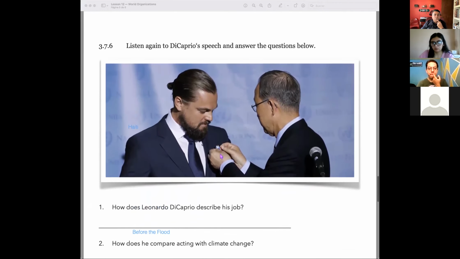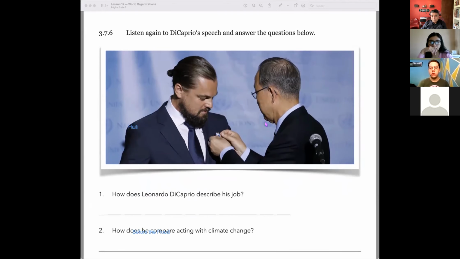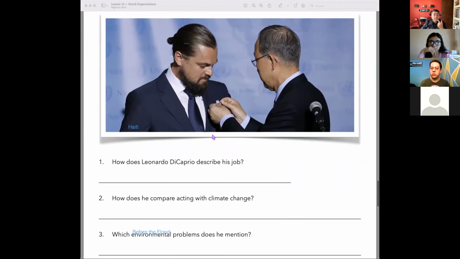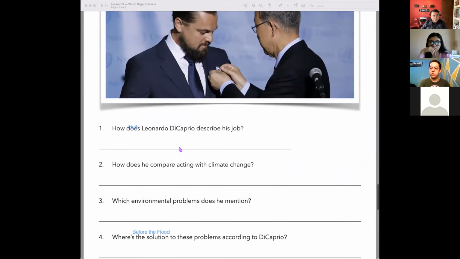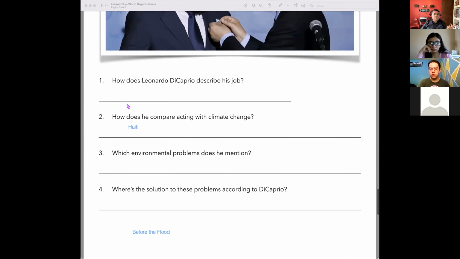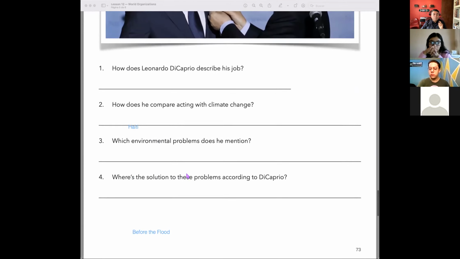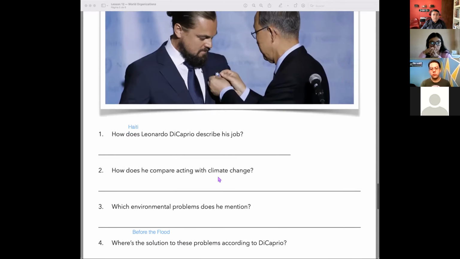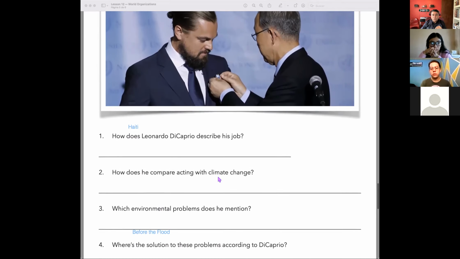And here on this picture, you can see this guy right here. He's Ban Ki-moon, a United Nations president, and he is naming Leonardo DiCaprio a messenger of peace. You're going to watch the video and answer these four questions. How does Leonardo DiCaprio describe his job? How does he compare acting with climate change? Which environmental problems does he mention? And finally, number four, what is the solution to these problems according to DiCaprio? He talks about all these four questions in this short video on YouTube.